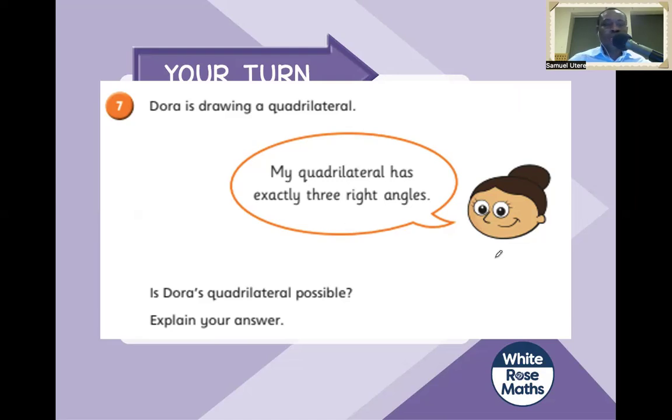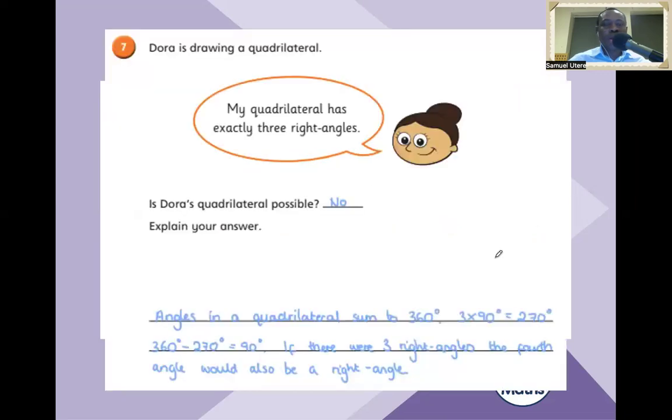Assuming you've paused the video and you've answered question 7, here is the answer. So you were asked, Dora is drawing a quadrilateral. She says, my quadrilateral has exactly 3 right angles. Is Dora's quadrilateral possible? No, it's not. If she's drawing a quadrilateral and she has 3 right angles, then she's actually drawing a rectangle.